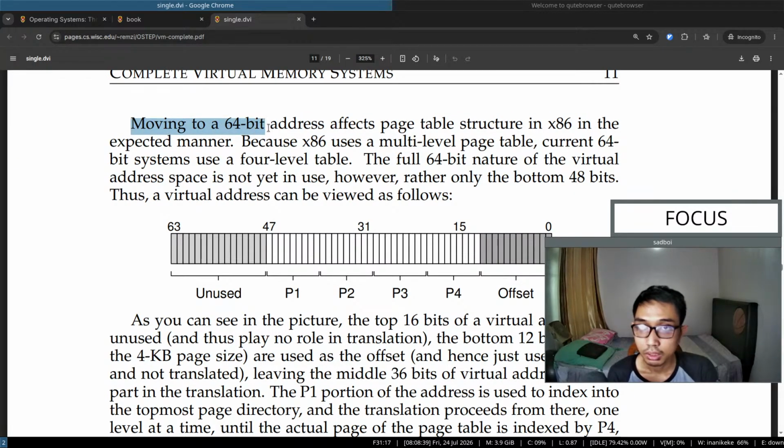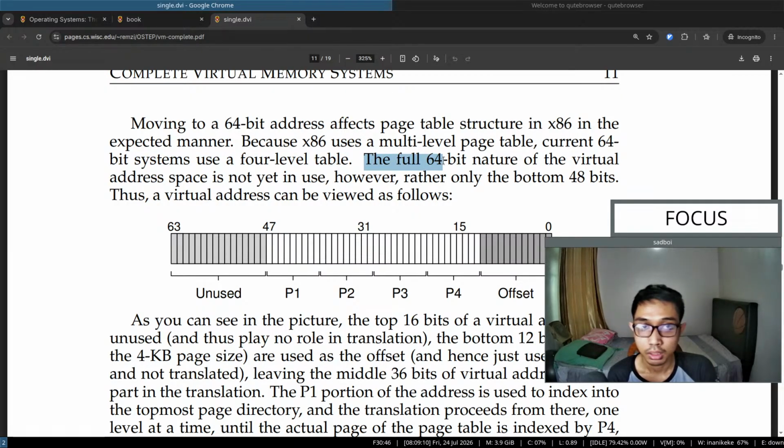Moving to a 64-bit address affects the page table structure in x86 in the expected manner, because x86 uses a multi-level page table. The current 64-bit system uses a 4-level table.